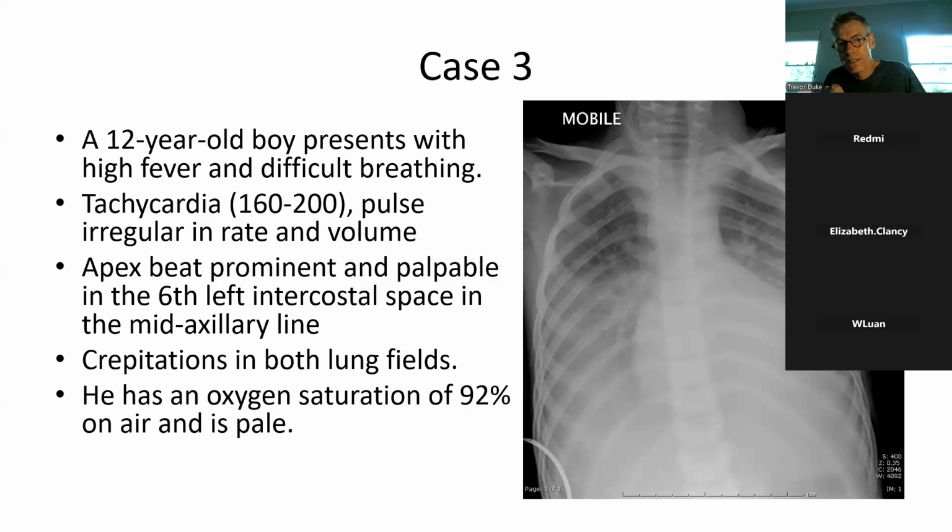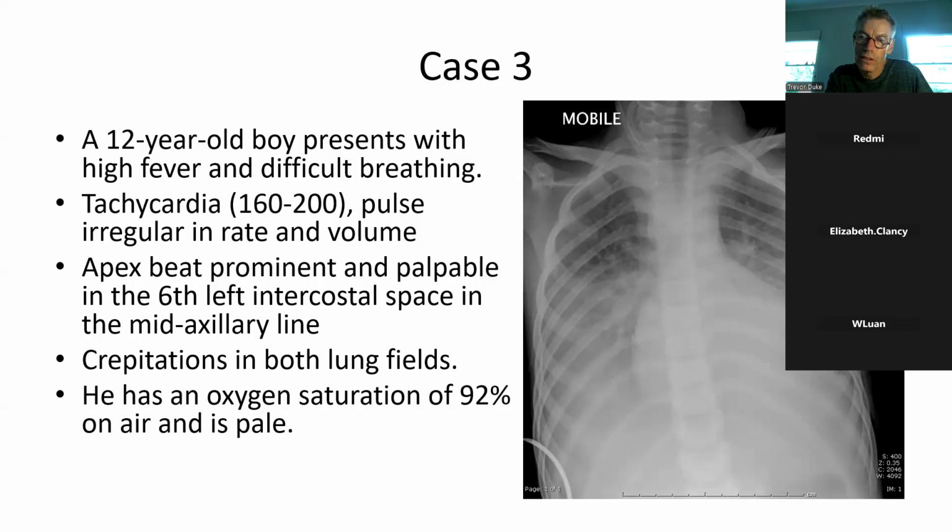He was quite tachycardic, and his pulse was irregular in rate and volume. And his apex beat was prominent and palpable in the sixth left intercostal space in the mid-axillary line. And he had crepitations in both lung fields. And you can see from this just how congested his lungs are. And perhaps you can see that he's got bilateral pleural effusions as well.